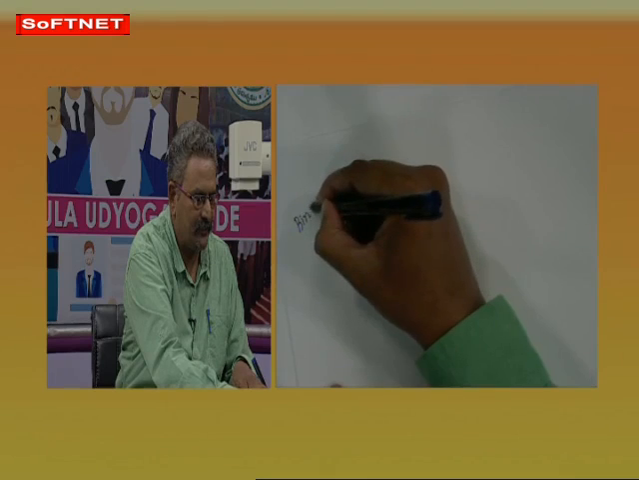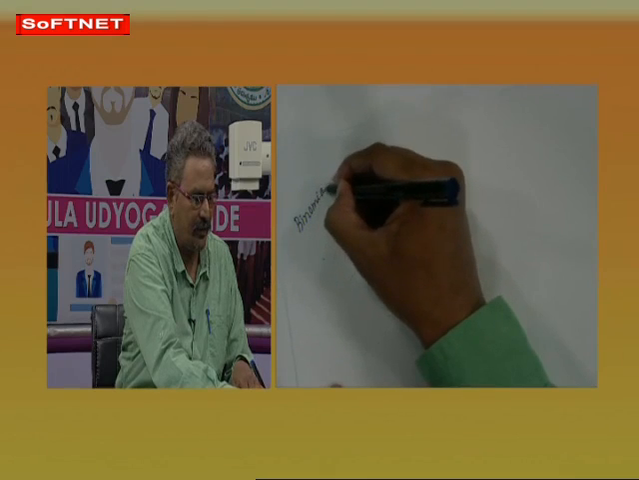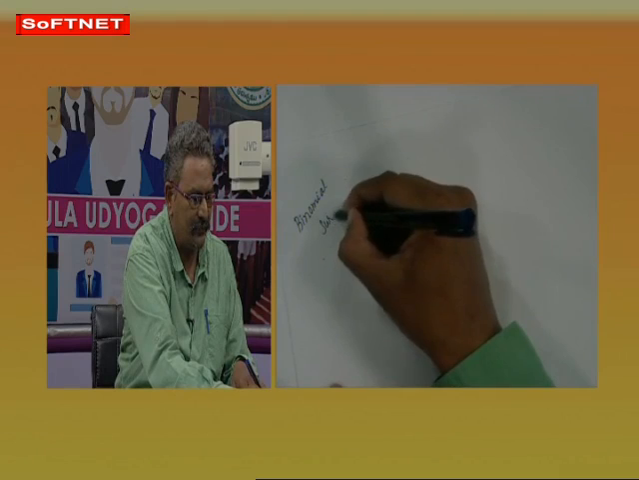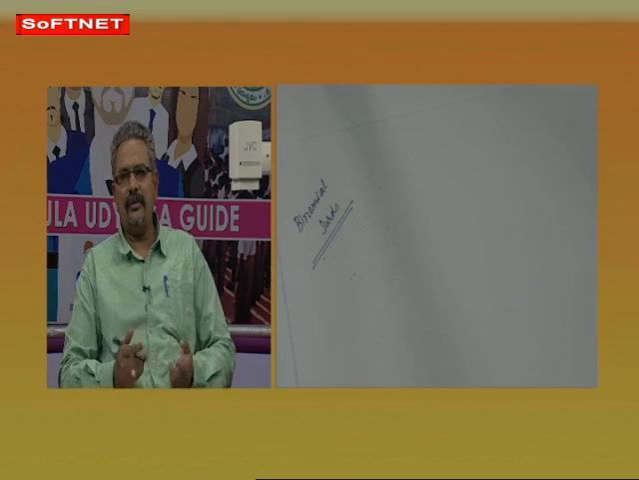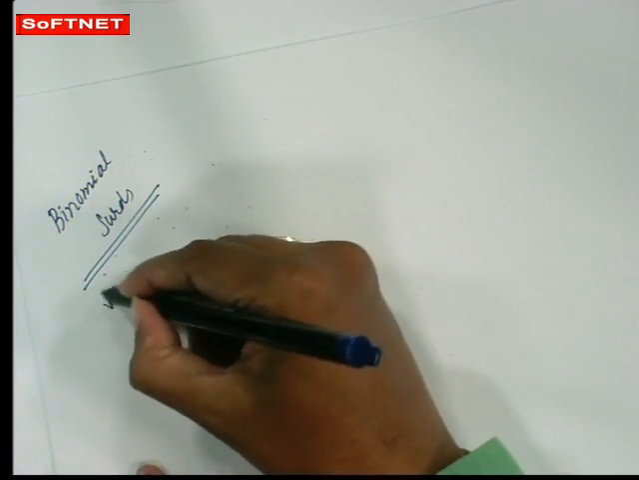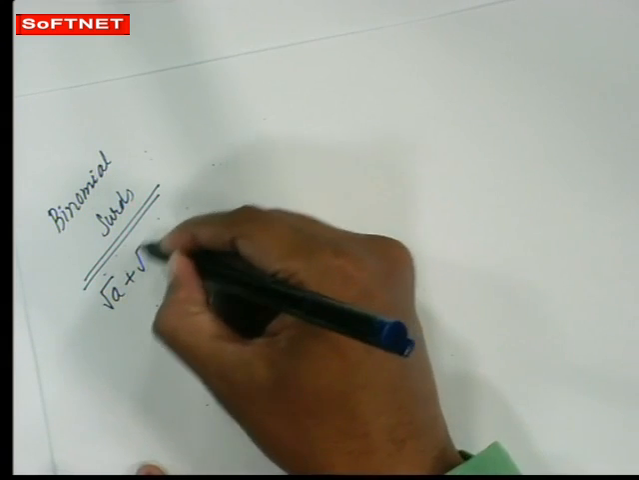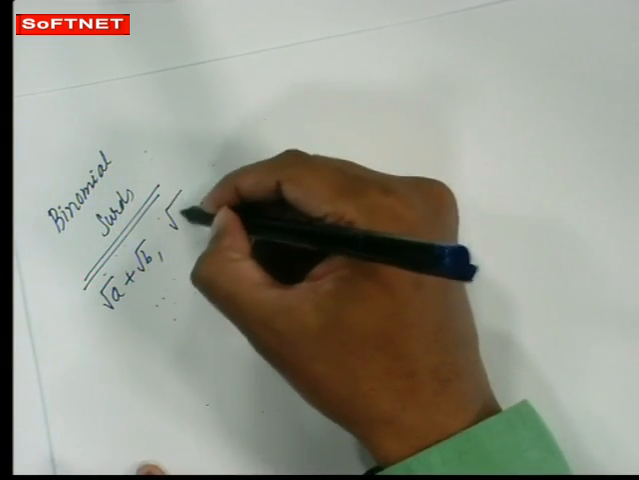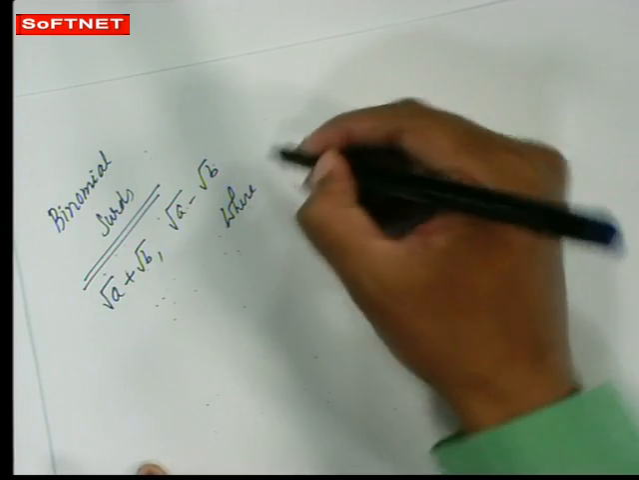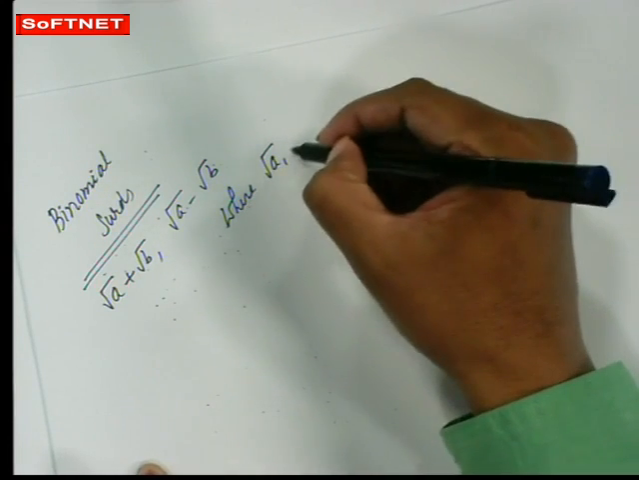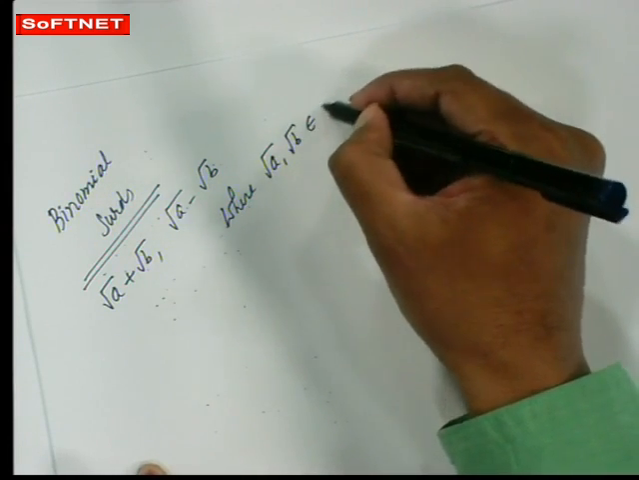Binomial surds. The sum or difference of two or more surds is called a binomial surd. That means they will be in the form of root a plus root b or root a minus root b, where root a, root b do not belong to Q.